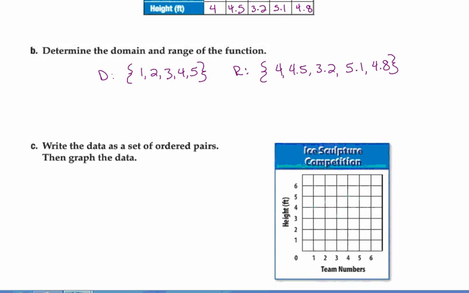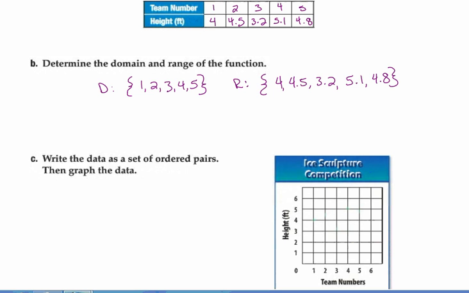Okay, we're supposed to write that data as a set of ordered pairs. Best place to look for that is this table, where we know that Team 1 is 4 feet, Team 2 is 4.5, and so on. Realizing that this is the third way that we have represented the same type of information, getting used to that is important, especially when we're dealing with graphs.